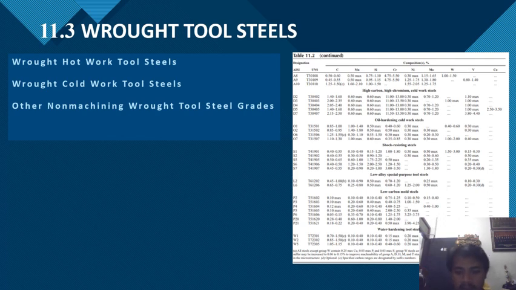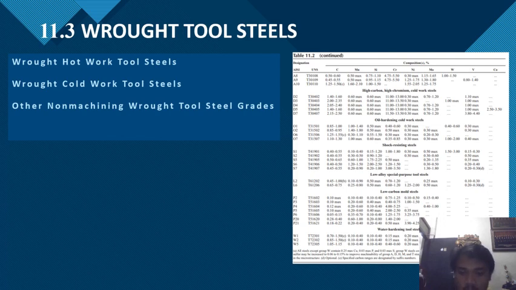Hot work tool steel. Hot work tool steel manufacturing operations involve punching, shearing, or forming of metals at high temperatures. Hot work steels in the group H have been developed to withstand the combination of heat, pressure, and abrasion associated with such operations.